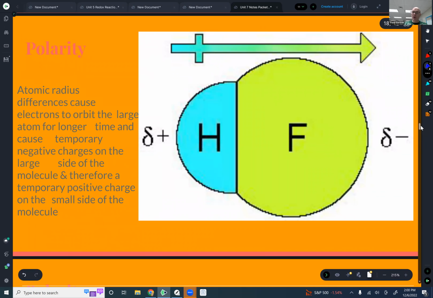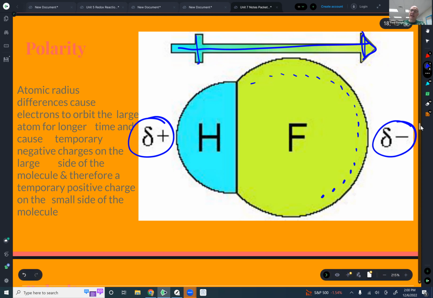Now, polarity can also develop based on size. If you notice there is a small hydrogen and a larger fluorine atom bonded together, the dipole is pointing over here towards the fluorine. The dipole moments are being shown here with the negative and positive. Now, why is this the case? It literally takes longer for an electron to go around a fluorine because it's larger than it would for an electron to go around the hydrogen because it is smaller.